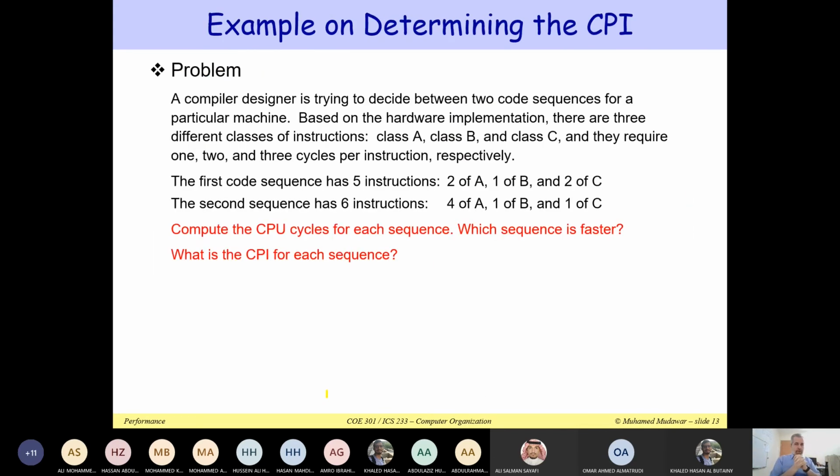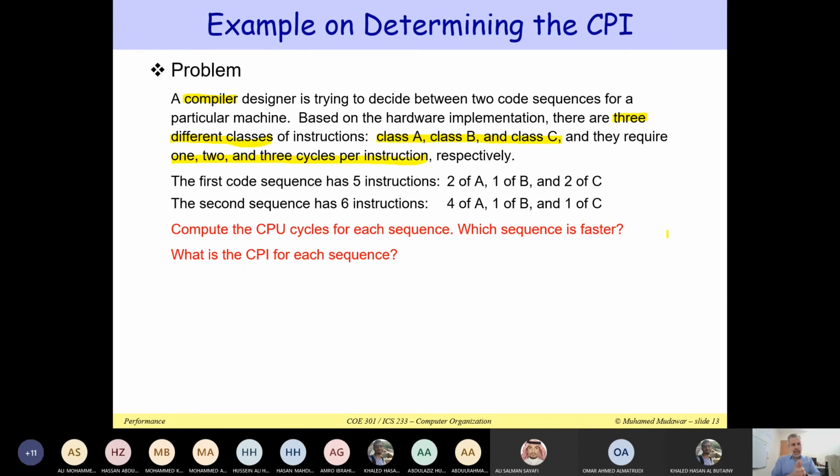Here's an example on determining the average CPI. Here a compiler designer, and that's interesting because it will tell you about compilers, is trying to decide between two code sequences. He wants to look at the hardware implementation, and he found that there are only 3 different classes of instructions. For simplicity, I'm showing only 3. These are called A, B, and C.